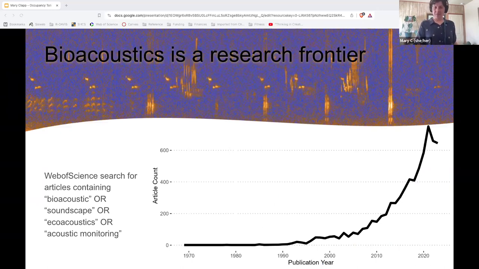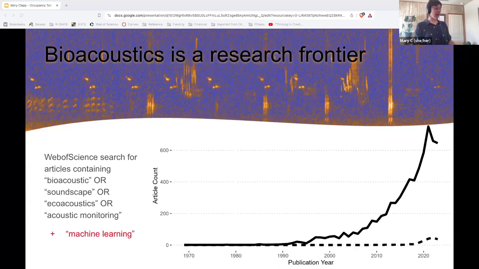increasingly available remotely sensed data into ecological studies. So this is far from a robust meta-analysis of the literature on bioacoustics, but this is the result of a Web of Science search for articles containing the keywords bioacoustic or soundscape or ecoacoustics or acoustic monitoring. And you can see that really after 2010 was when there was a huge boom in interest and research in this area.